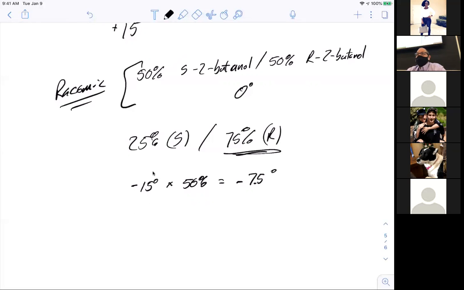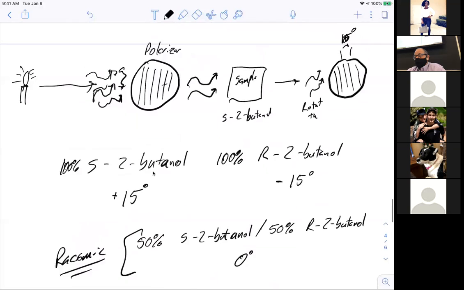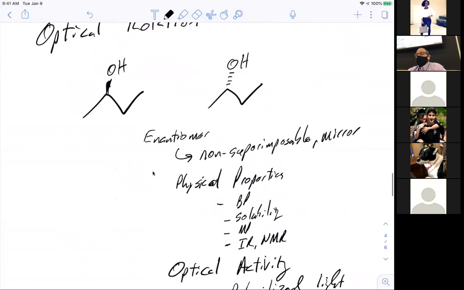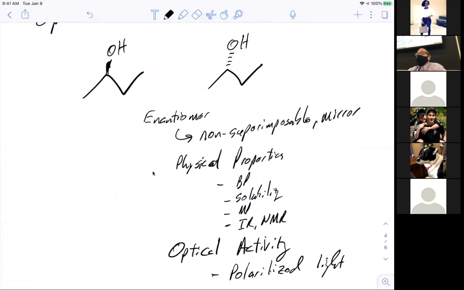Okay, not a big area, that's why it's not in the online homework, but it is important for you to understand these, and it will come up later in the year, and you'll see it when you get to biochemistry later on. Okay. All right, questions about optical activity and optical rotation.